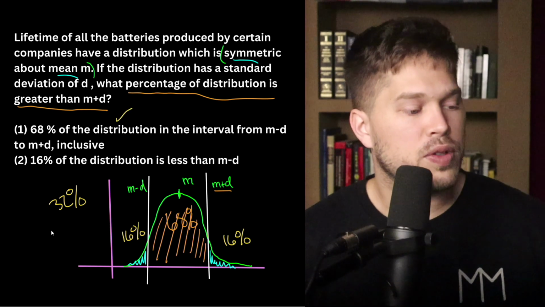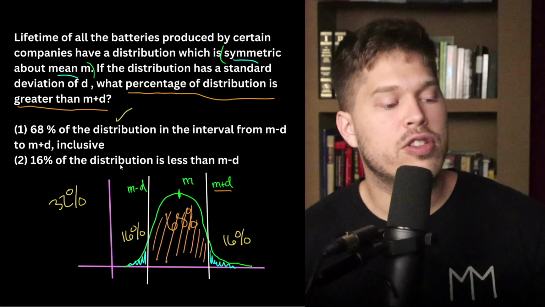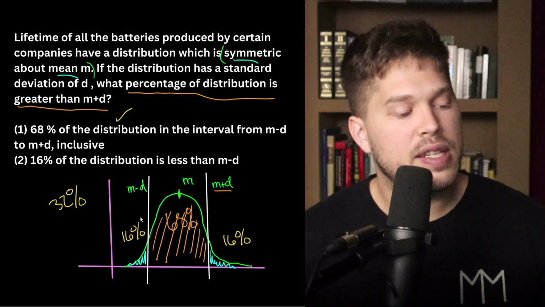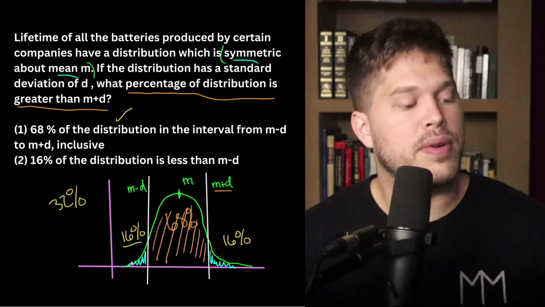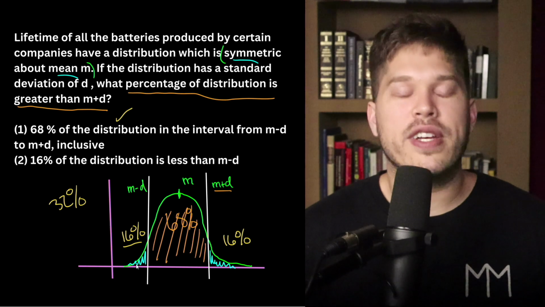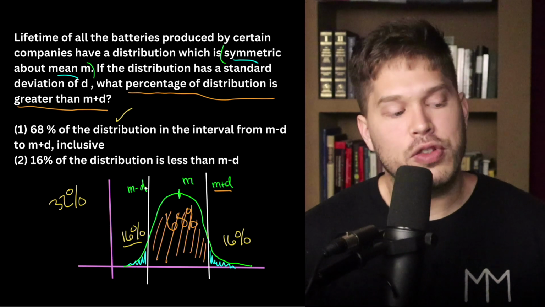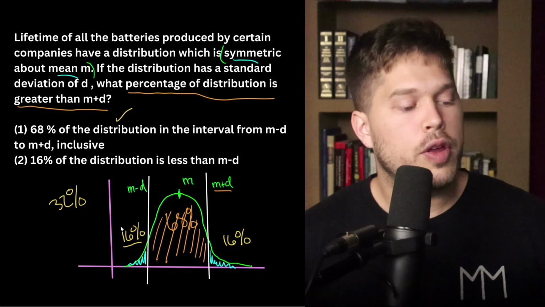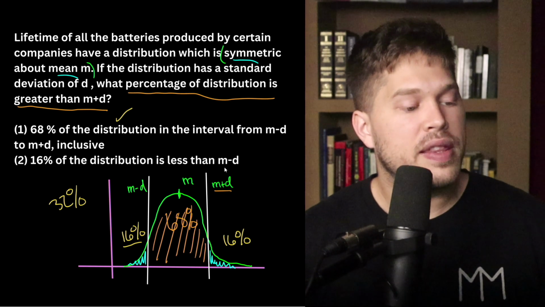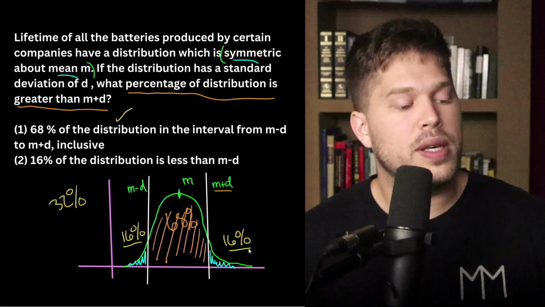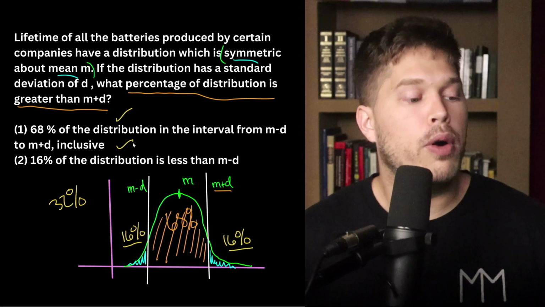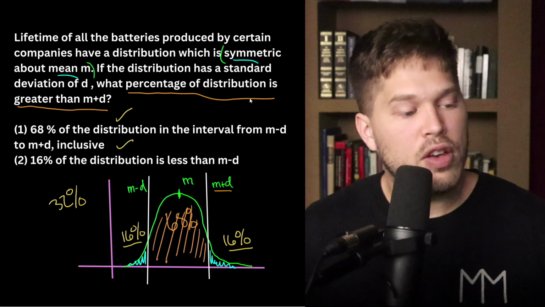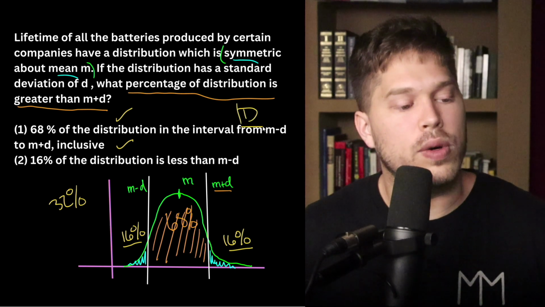What about statement 2? Statement 2 tells us 16% of the distribution is less than m minus d. Well, that is perfect information for us because we know that we are symmetric about our mean. Therefore, the percentage greater than m plus d would also be 16%. So both statements 1 and 2 are sufficient for us to answer this question. So our answer is going to be answer choice D.